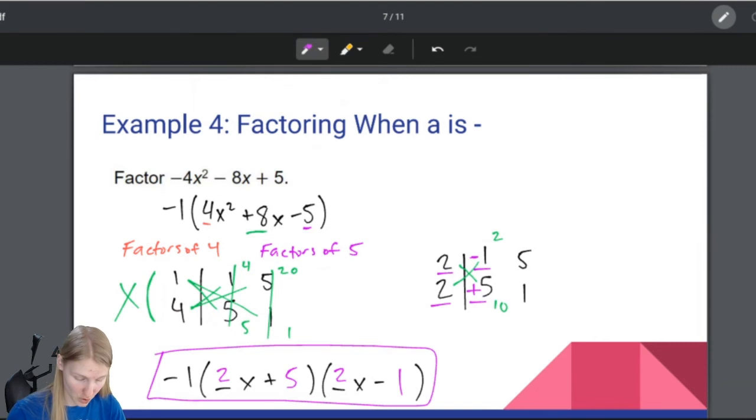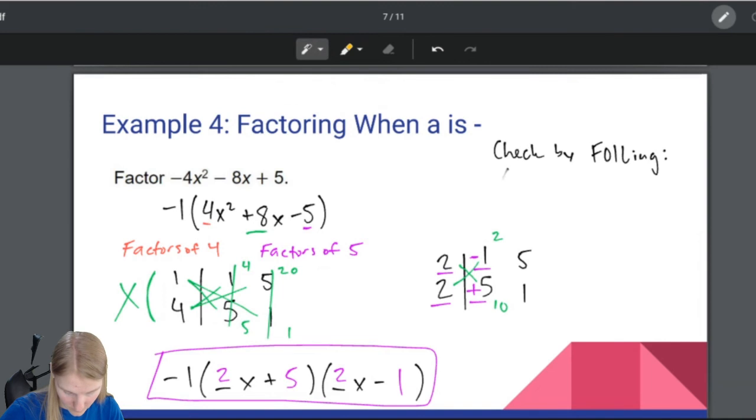Now remember, we should check. We should always check our work when possible. So check by boiling. -1, 2x plus 5, 2x minus 1. 2x times 2x is 4x squared. Outside, -1 times 2x. Inside, 5 times 2x.